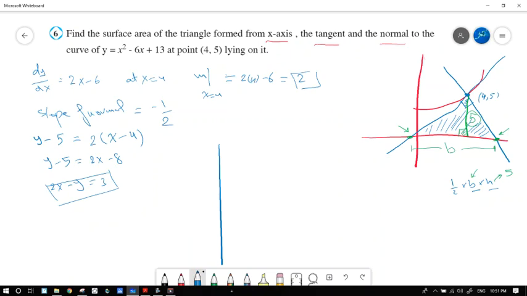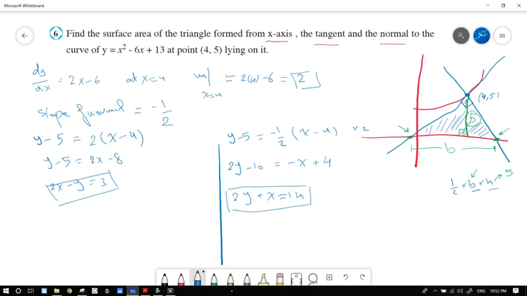And also in the same way, we will find the equation of the normal. y minus 5 equals negative half times x minus 4. And to get rid of the half, we have to multiply the equation by 2. So it will be 2y minus 10 equals negative 1 times x minus 4. So it will be negative x plus 4. By simplifying it, it will be 2y plus x equals 14. And here is the equation of the normal.